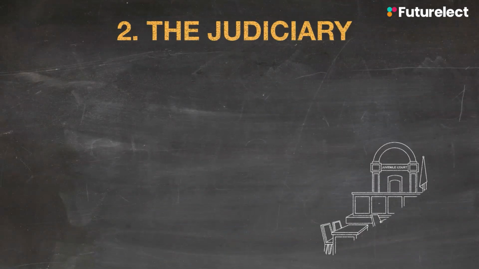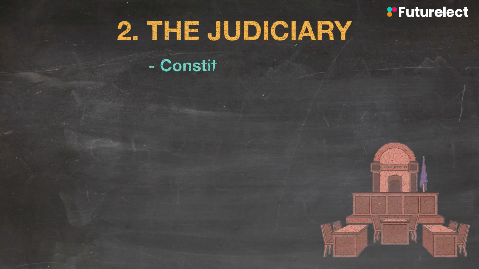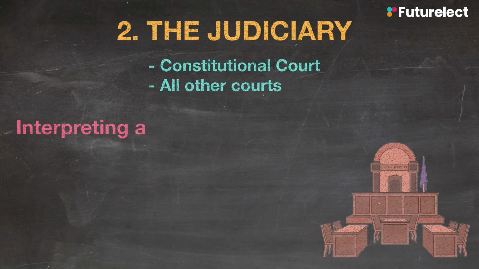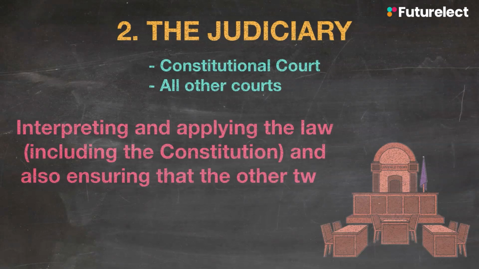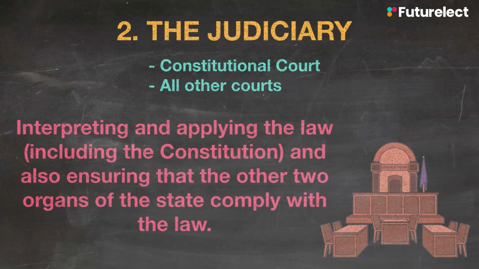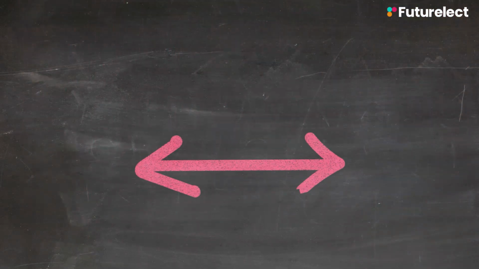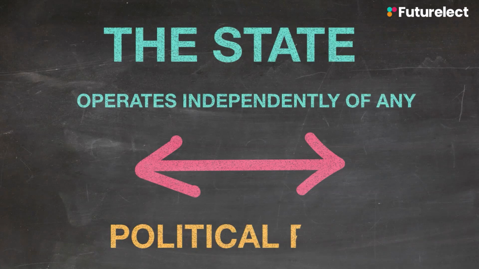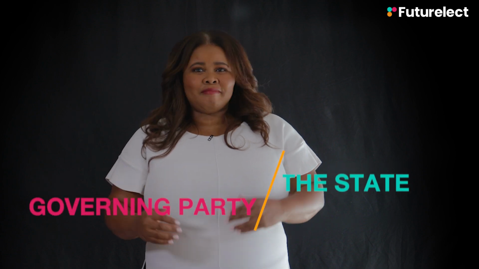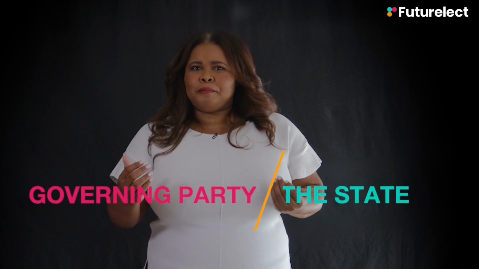And the judiciary. The judiciary includes the Constitutional Court and all other courts in the country, which are responsible for interpreting and applying the law, including the Constitution, and also ensuring that the other 2 organs of the state comply with the law. The most important thing to understand is that the state operates independently of any political party. Okay, so we have the governing party and the state, and the 2 are separate. But what else are the key differences between the 2?